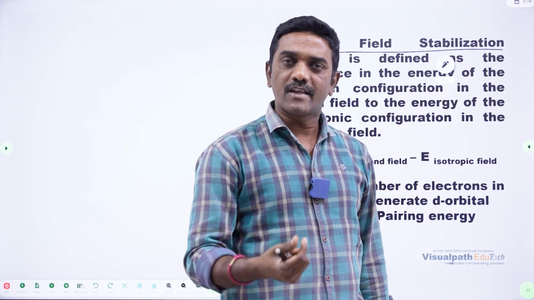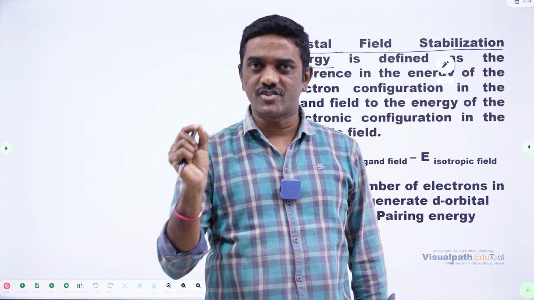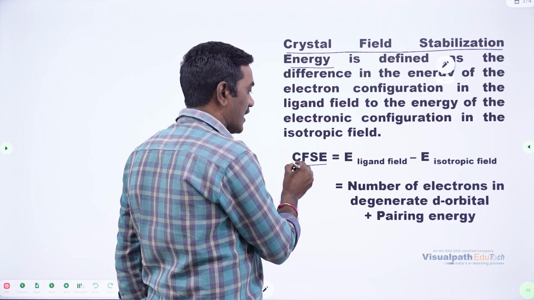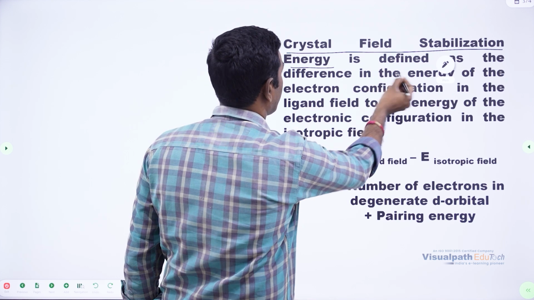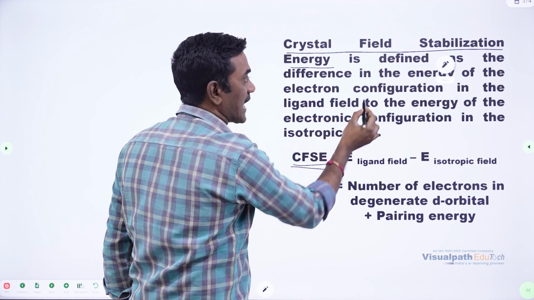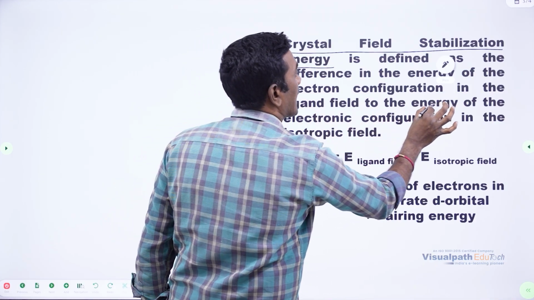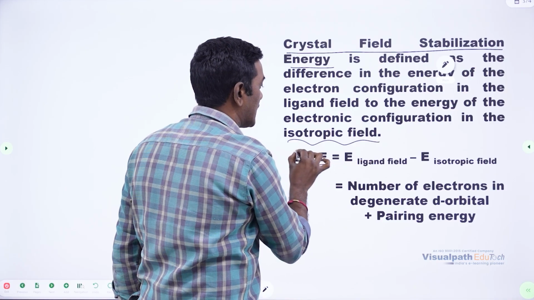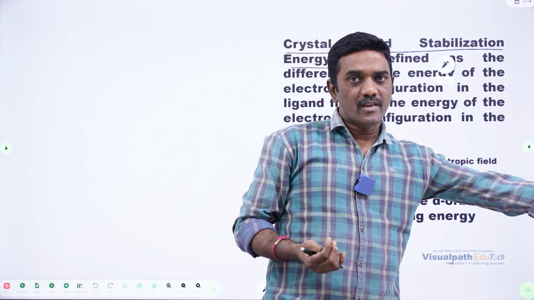Rather than calculating first, let us know what CFSE is. Crystal field stabilization energy is indicated with CFSE in a shorter form. It is the difference between the energy of the electronic configuration in the ligand field and the energy of the electronic configuration in the isotropic field, that means the degenerate field.